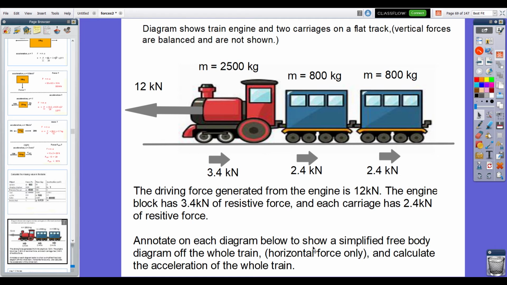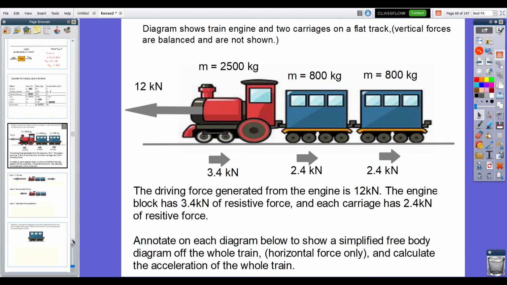Annotate on each diagram below to show a simplified free-body diagram of the whole train, horizontal forces only, and calculate the acceleration. So hopefully you can see that this train has got mass, it's got driving force forward to the left, and it's got resistive forces to the right. So maybe you can have a go, go step by step to the next page and see how far you can get on your own to calculating the acceleration of this train, and then I'll go through it with you.